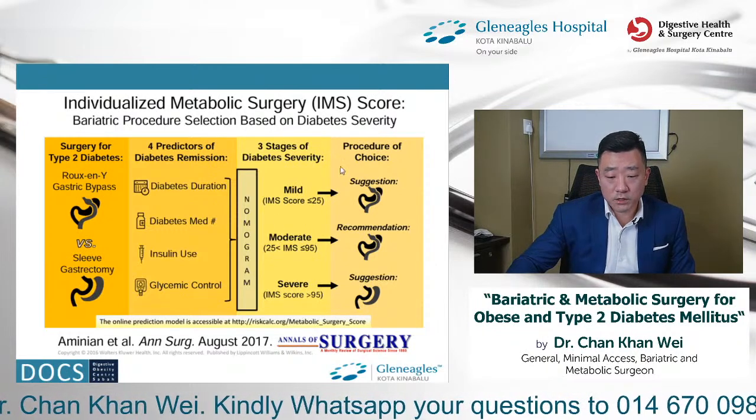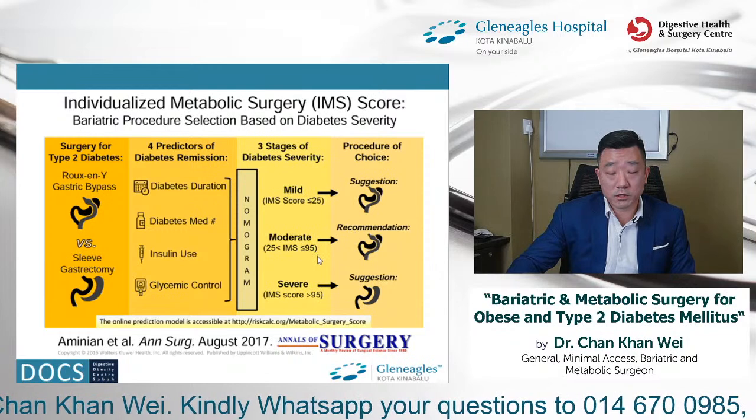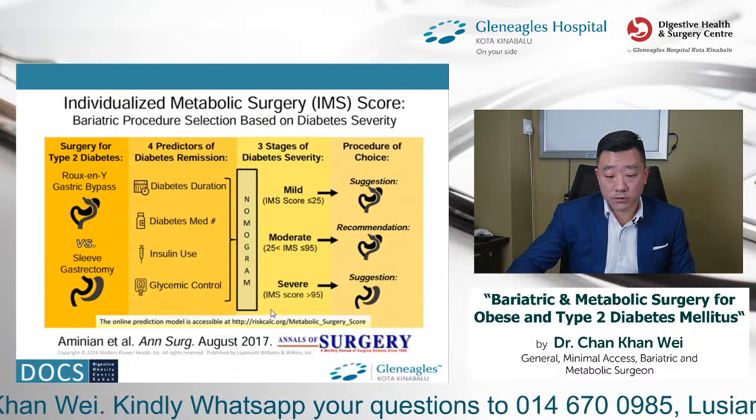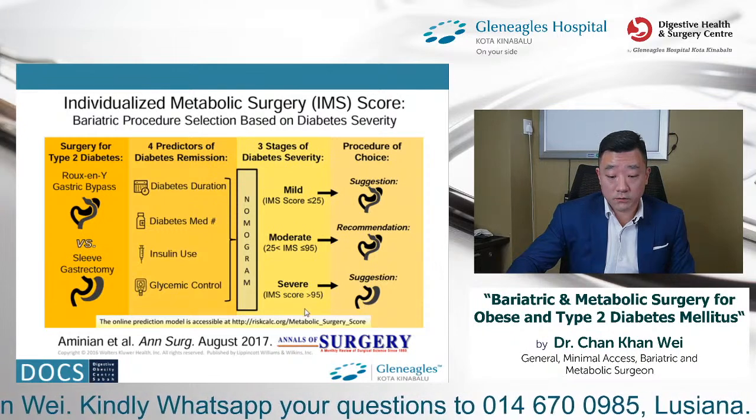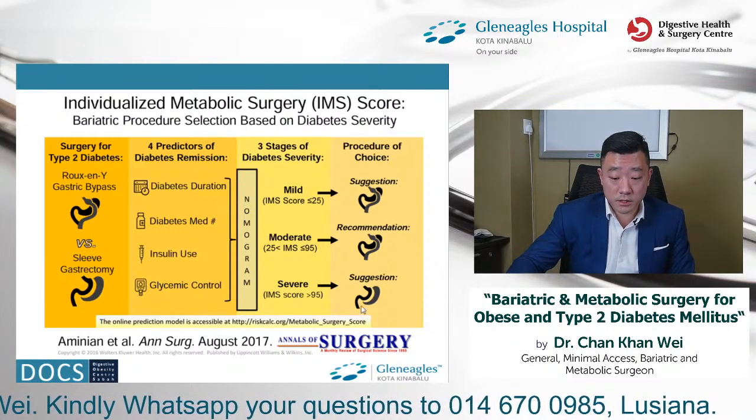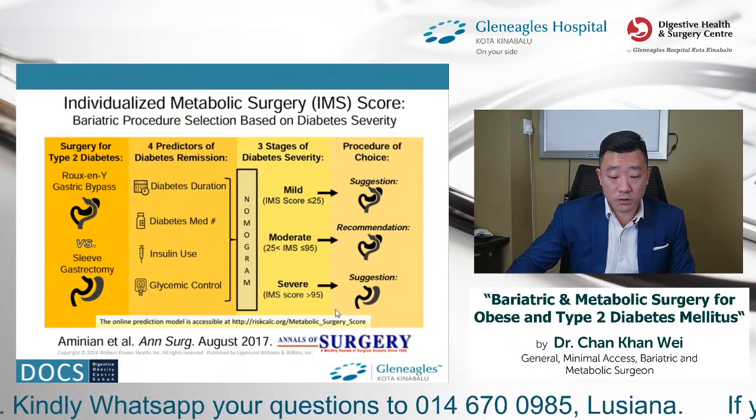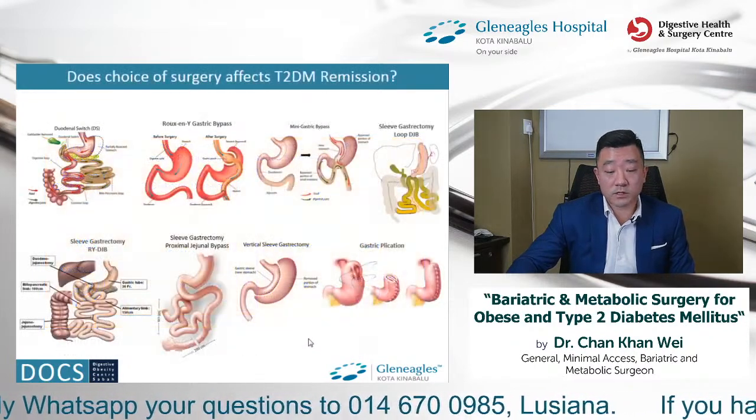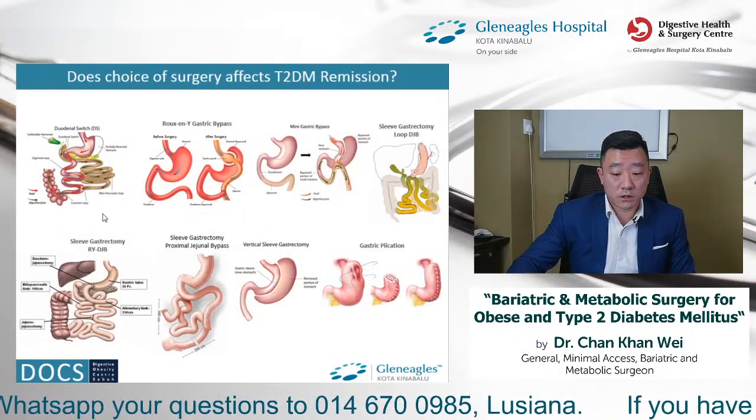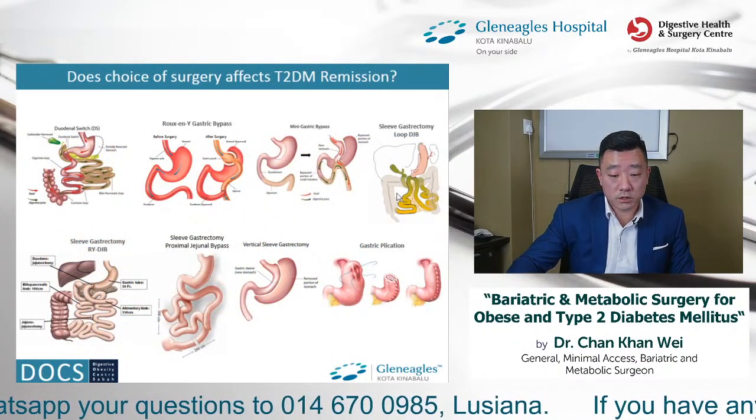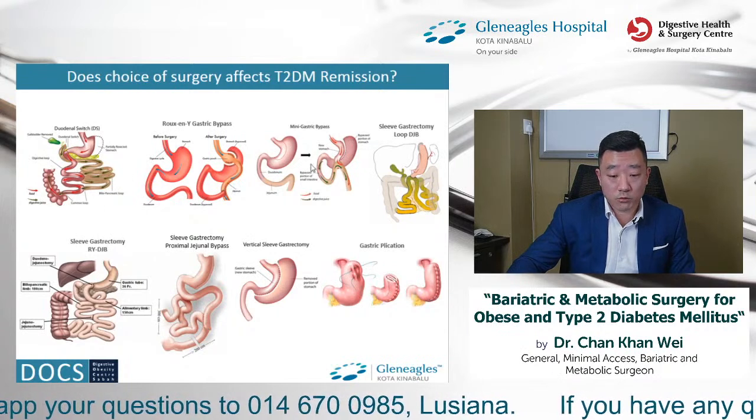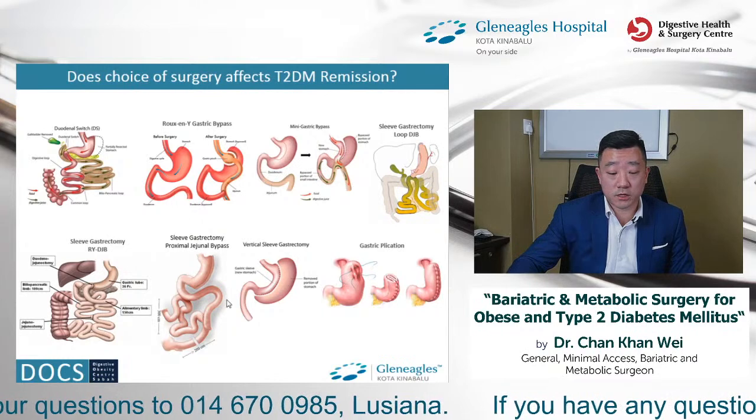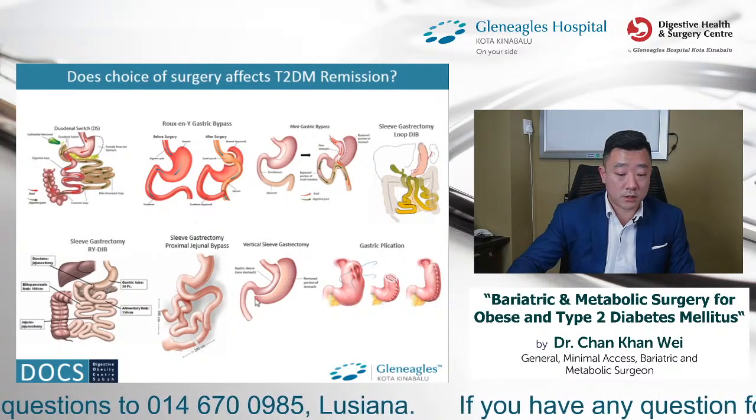Some papers have shown that for mild and moderate diabetes, they would suggest gastric bypass, and for severe diabetes, even though they should go for gastric bypass, they suggested sleeve gastrectomy, based on this American paper. But these are just guidelines, because there are many types of bariatric surgery at the moment, from gastric bypass to an endoscopic gastric bypass to a sleeve gastrectomy, or even a sleeve gastrectomy plus a bypass.